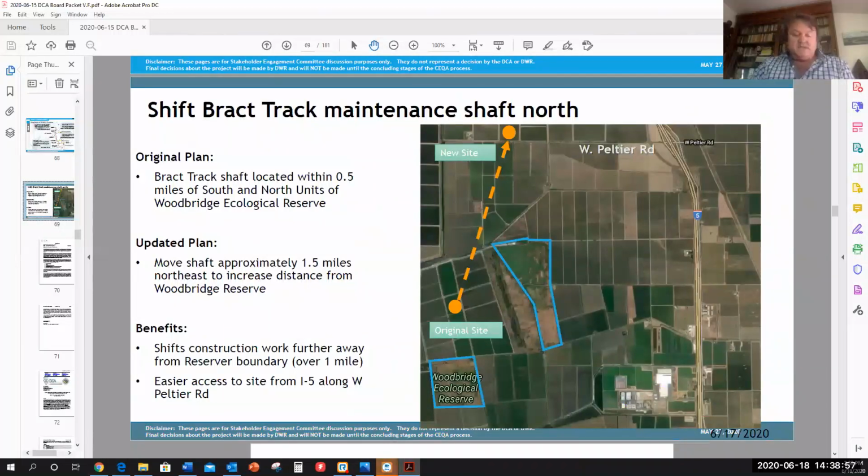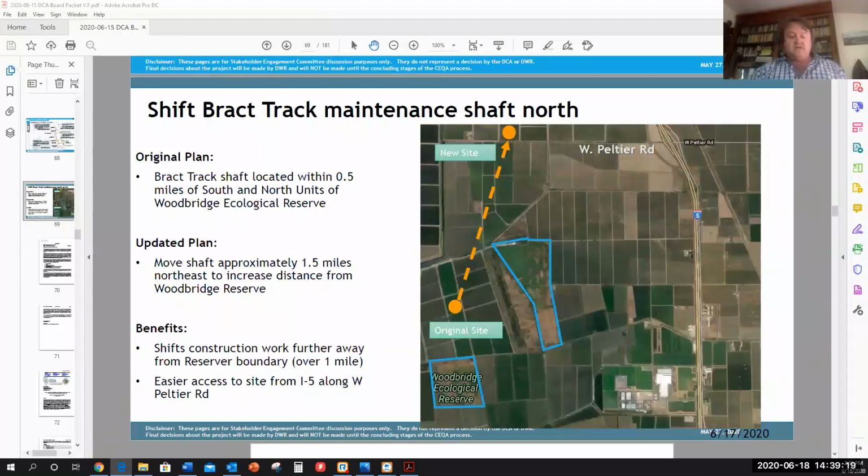Moving the maintenance shaft depicted here near the Woodbridge Ecological Reserve to the north of Peltier Road would fit within the lane constraints for distance between access shafts and also greatly reduce the negative effects to the very important roost sites in the north and south units of the reserve for sandhill cranes. Those are two of the most popular places for the public to go and enjoy the cranes.